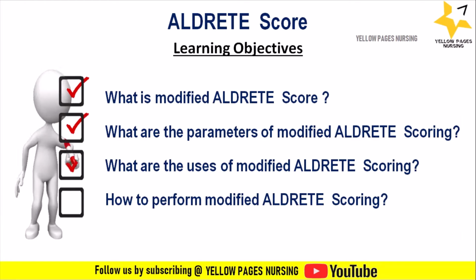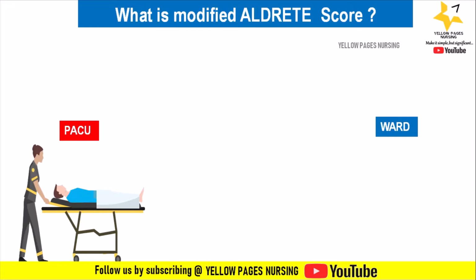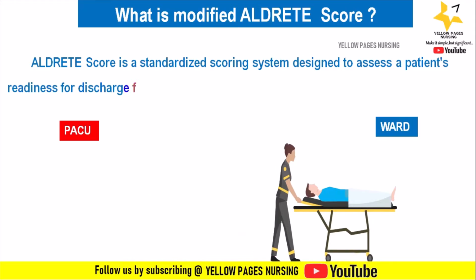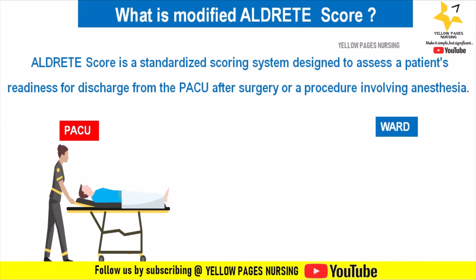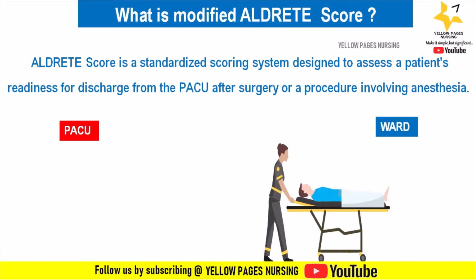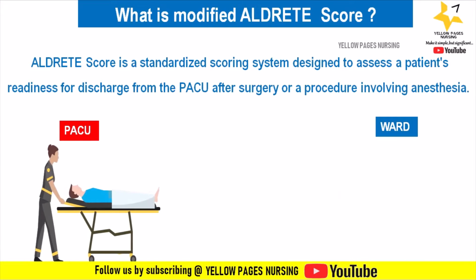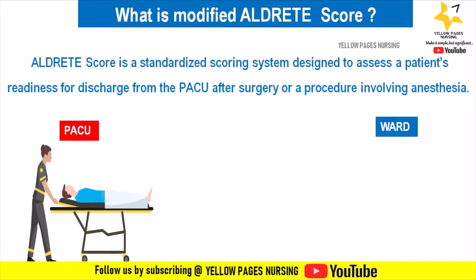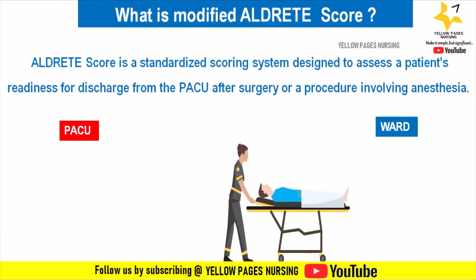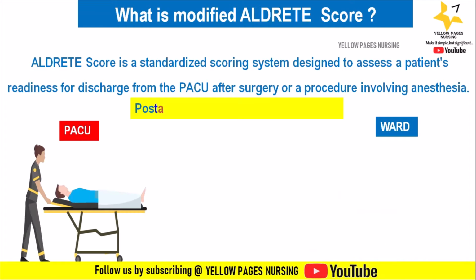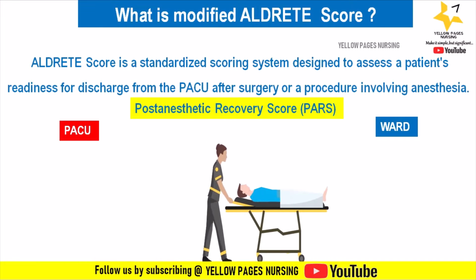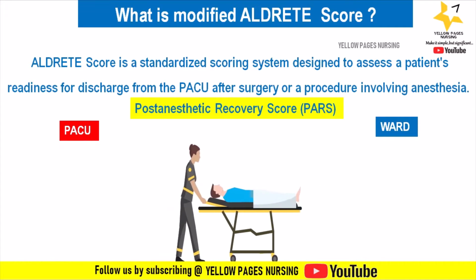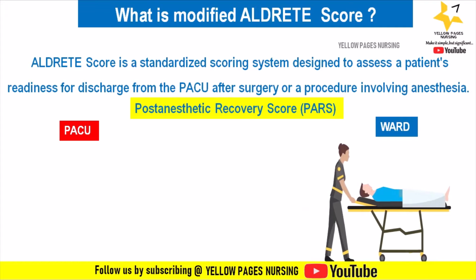ALDRETE score is a standardized scoring system designed to assess a patient's readiness for discharge from the post-anesthesia care unit after surgery or a medical procedure involving anesthesia. It is also known as the post-anesthesia recovery score, PARS. ALDRETE score will be useful to evaluate the patient's physiological status and readiness for discharge from the post-anesthesia care unit to a ward or unit or home.